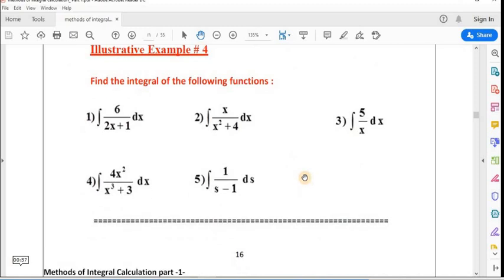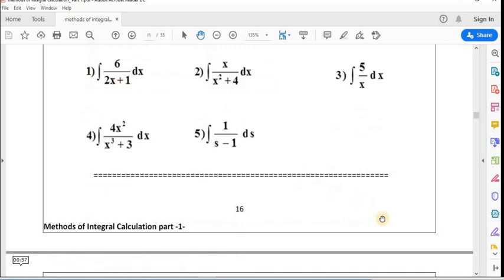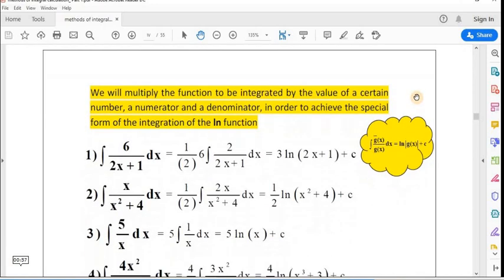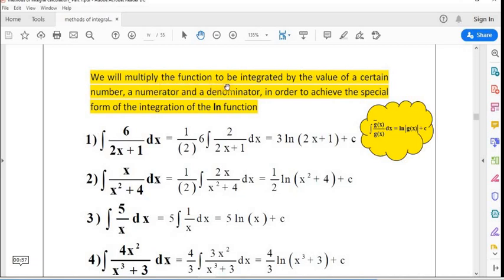Let's see another example for the integrals. Find the integral of the following function. We have these functions. Let's see how we solve it. We will multiply the function to be integrated by a certain number in the numerator and denominator, in order to achieve the special form of the integration of the ln function. This is the special form: the integral of g' divided by g will be ln g(x) plus the constant c. So we will try to put the integrand in this form, the derivative function g' divided by g, the original.